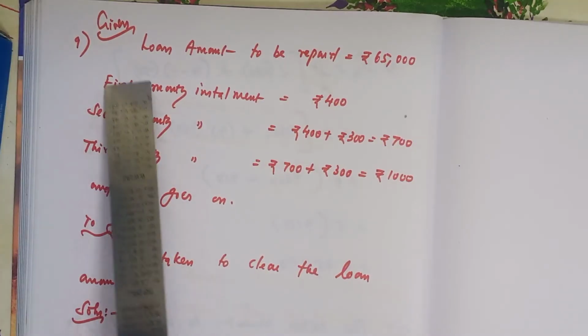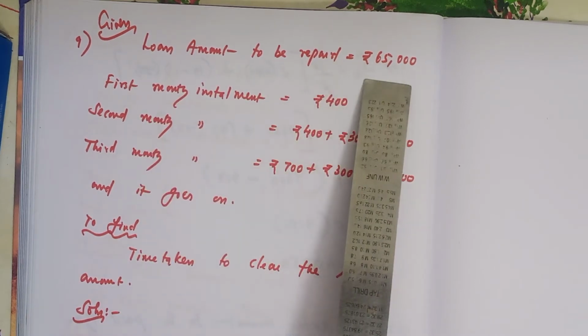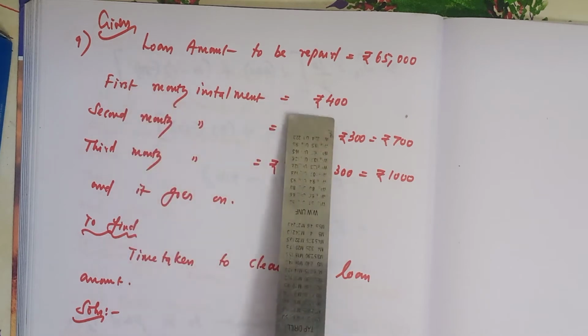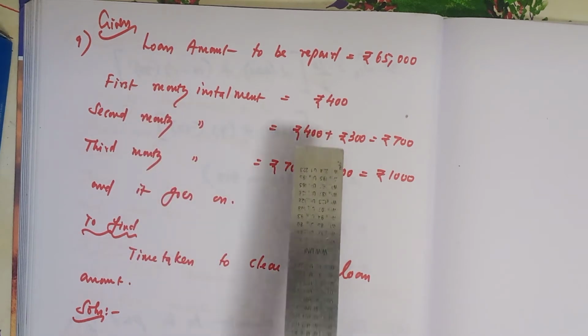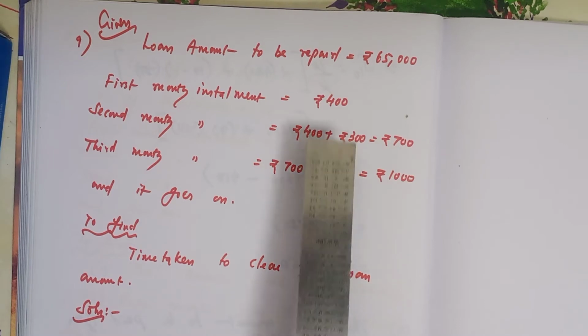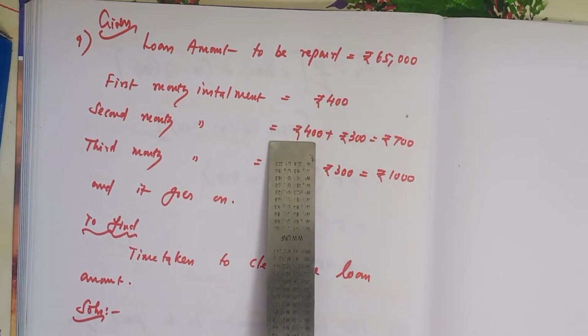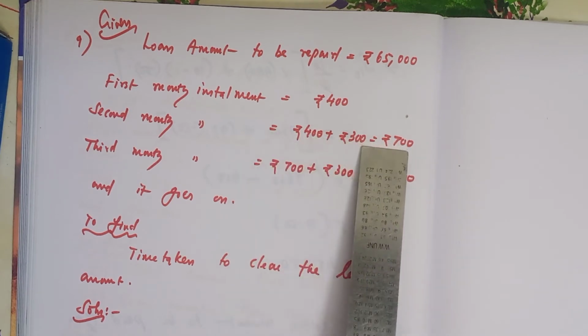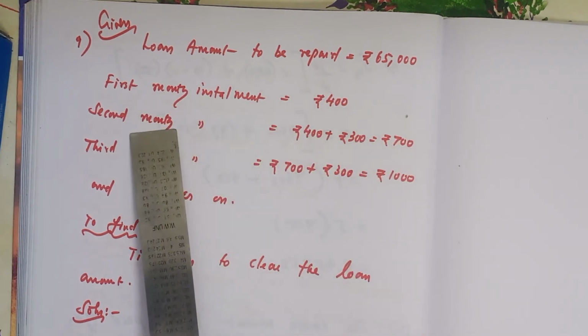See that problem number 9, loan amount to be paid 65,000 rupees. First month installment 400 rupees. For each and every month it increases by 300 rupees, that is given in the question. Previous month 400 increases by 300 means plus 300. 400 plus 300 equals 700. That is the installment for the second month.